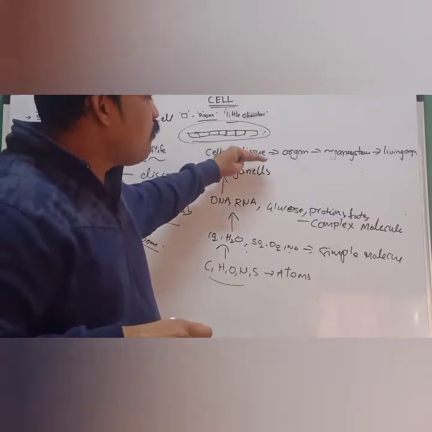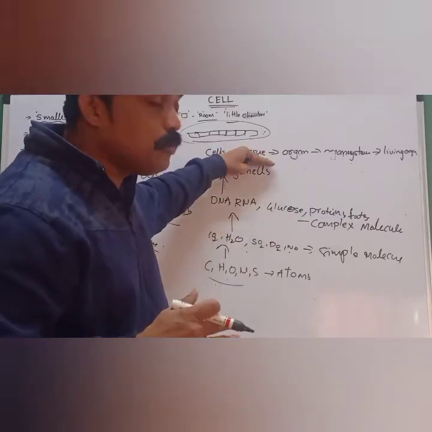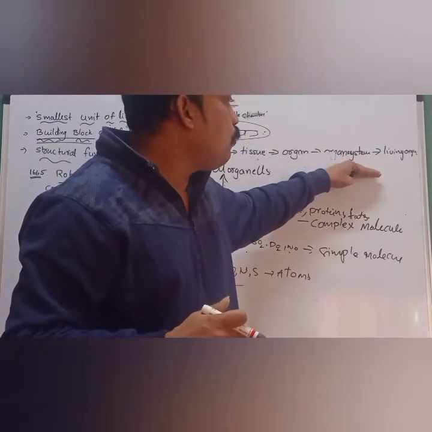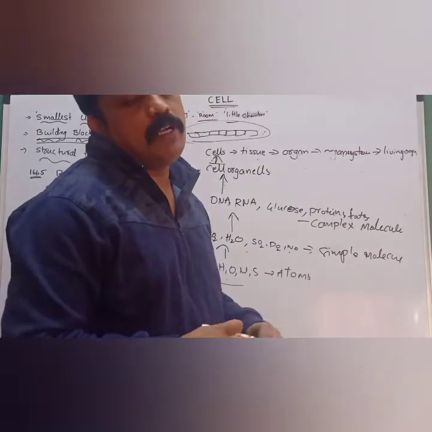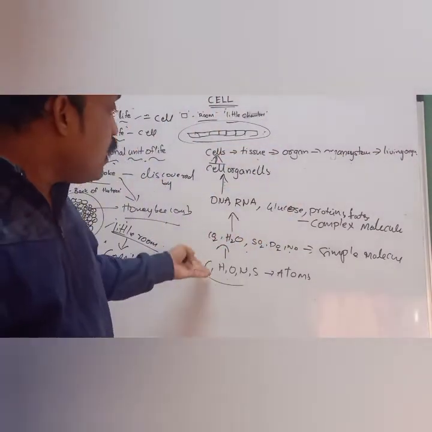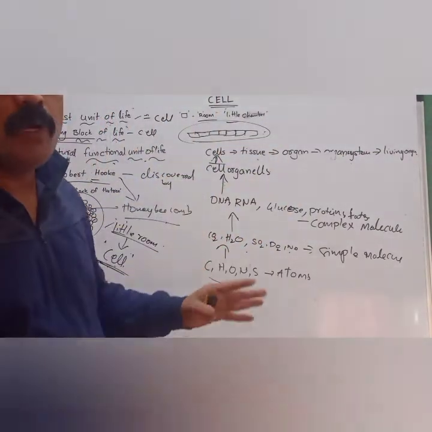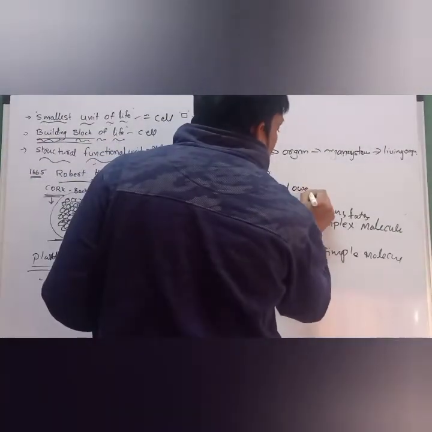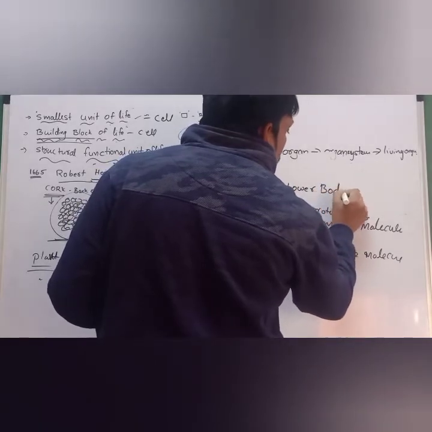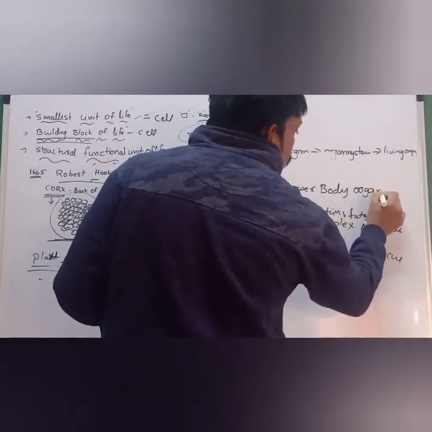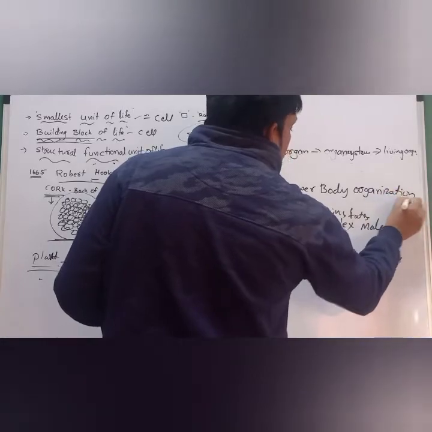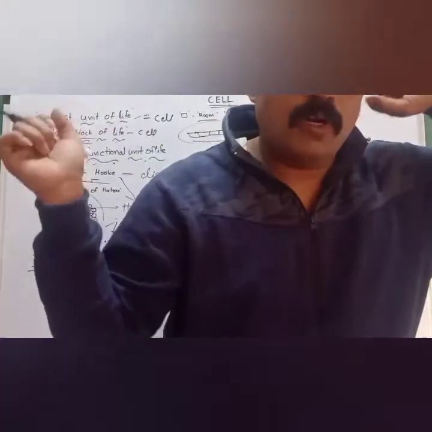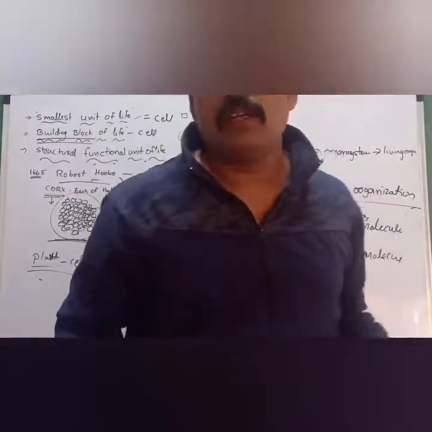Cells combine, some group of cells combine and form tissues, some group of tissues combine and form organs, some organs combine and form an organ system, and the organ systems combine and finally form the living organism. That means this is the lower body organization. What we call this is lower body organization. What is the meaning of that? Lower body organization means what? Generally we think that our body is made up of what? Small organs and organ systems are there in our body.